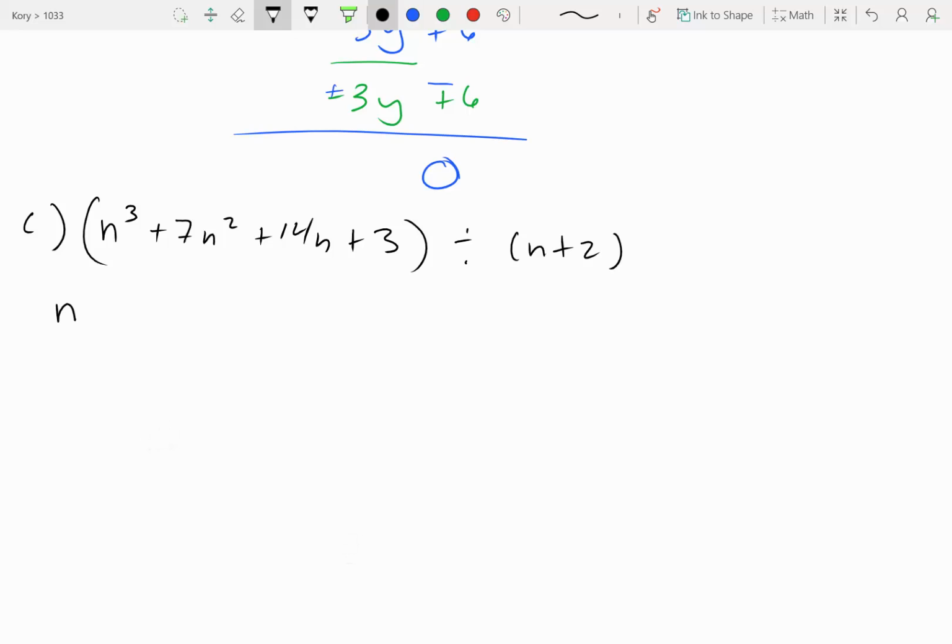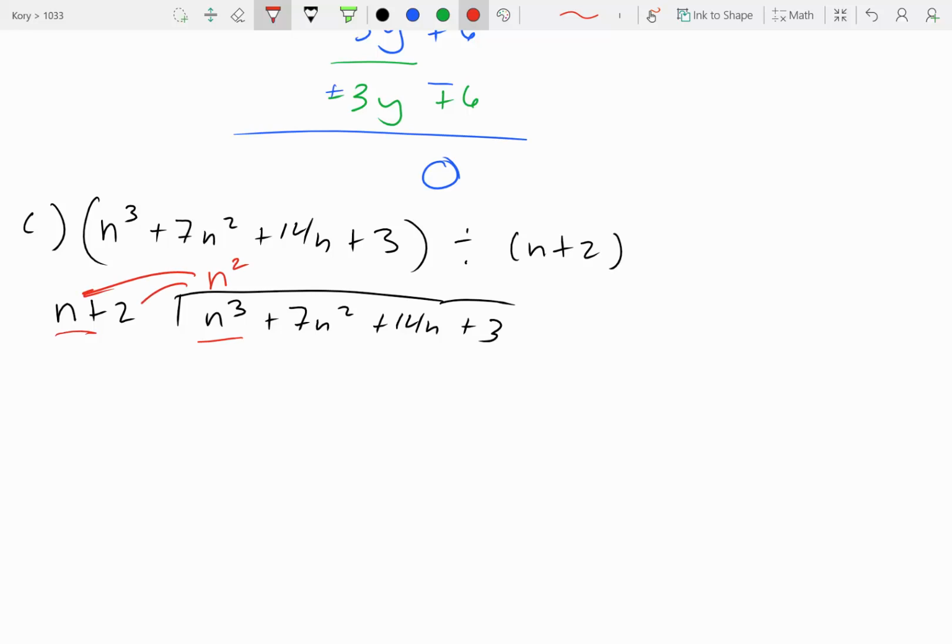We have n plus 2 on the outside, n cubed plus 7n squared plus 14n plus 3. This is why we learned to divide polynomials, because could you factor n cubed plus 7n squared plus 14n plus 3? It's a little hard, right? So this way we can't factor, but we can still simplify by dividing. So how do we make n be n cubed? Well, multiply by n squared.